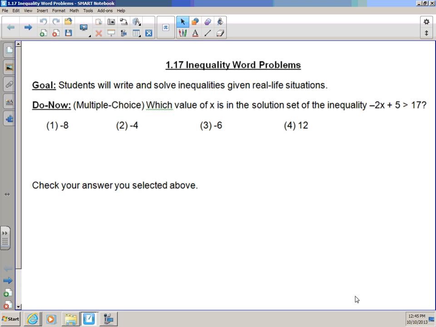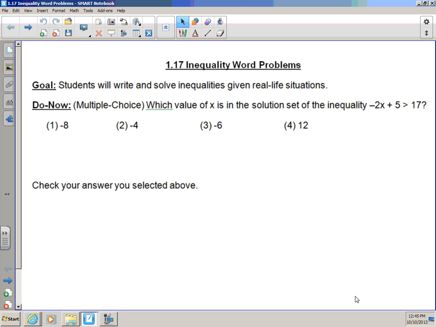The purpose of today's lesson is to solve inequality word problems. We are not going to solve the inequalities themselves any differently than what we did in yesterday's lesson. The focus today is to understand how we properly set up the inequality word problem, mainly focusing that we have the correct inequality symbol being used.